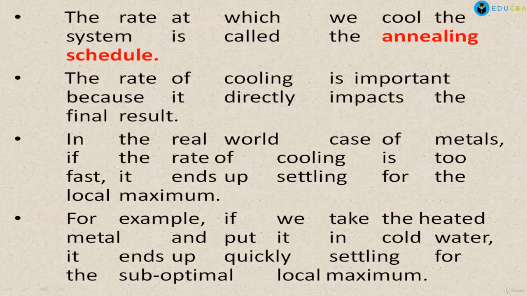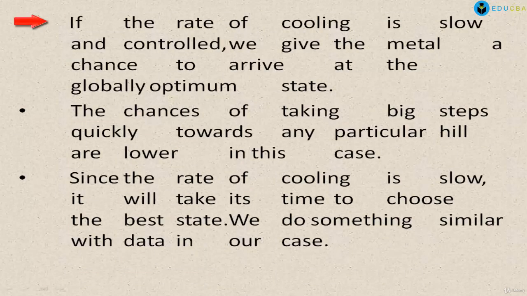So that rate is the annealing schedule, and we have to take care of it. If the rate of cooling is slow and controlled, we give the metal a chance to arrive at the globally optimum state. The chances of taking big steps quickly towards any particular hill are lower in this case. Since the rate of cooling is slow, it will take its time to choose the best state. We do something similar with data in our case.